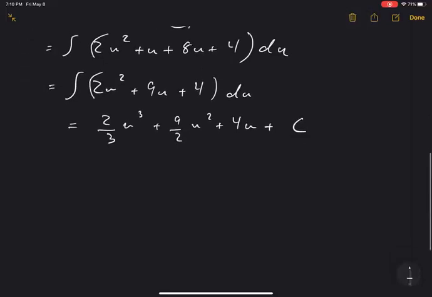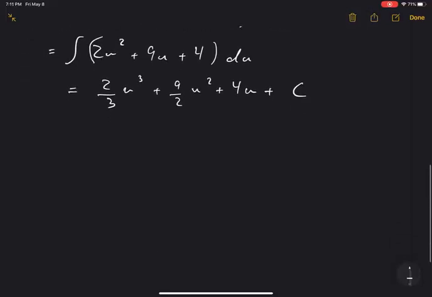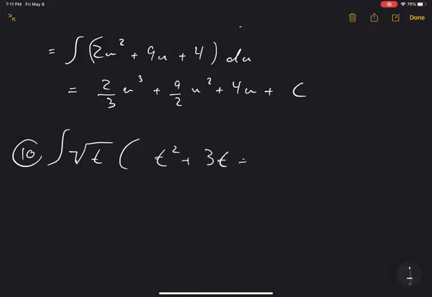Number 10 and number 11 are similar. So let's say I have number 10. I have the integral of square root of t times t squared plus 3t plus 2, integrating in terms of t. So maybe this seems complicated at first. I got a square root of t here, and then I got this polynomial here. But again, I can just multiply all this out.